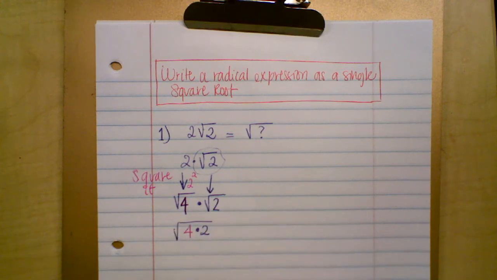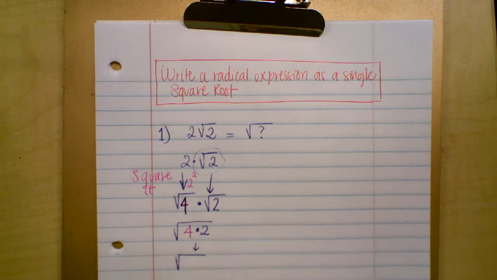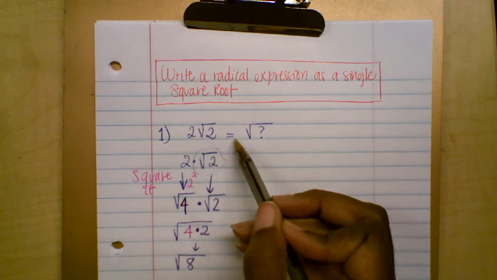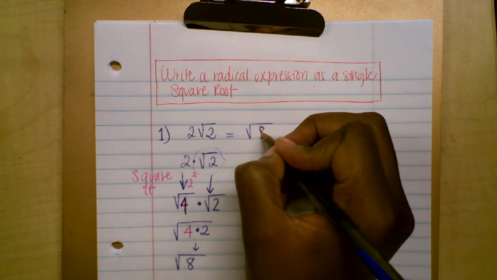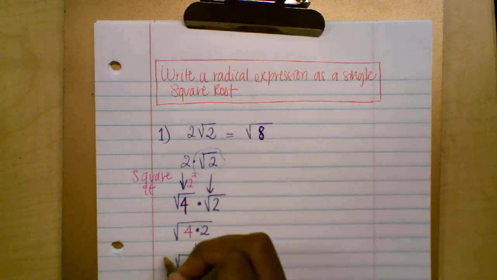Why am I doing this? Because it's multiplication. Can I do that for addition and subtraction? Never, never, never. It only works for multiplication and also for division. So now you end up with the square root of 4 times 2, which is 8. So 2 square root of 2 simplifies to the square root of 8. That's your final answer right here.